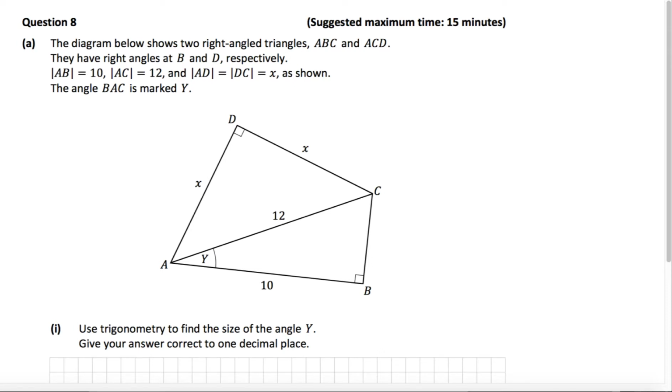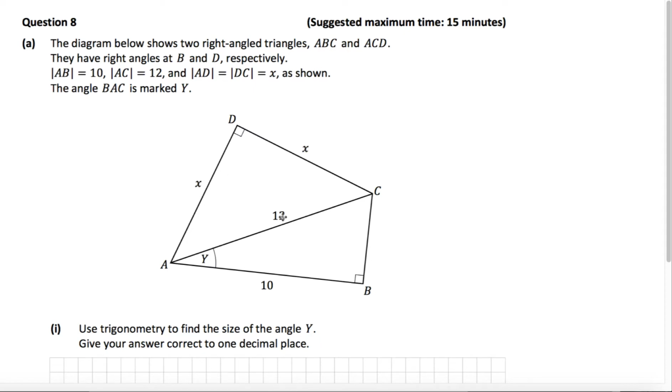So this is the 2017 paper 2 from Junior Cert Higher Level, and we're looking at question number 8. Part A says, the diagram below shows two right-angled triangles, ABC and ACD. They have right angles at B and D respectively, and the length of the line AB is 10, AC is 12, and AD and DC are equal to each other in length, and they're both denoted as x, the value x.